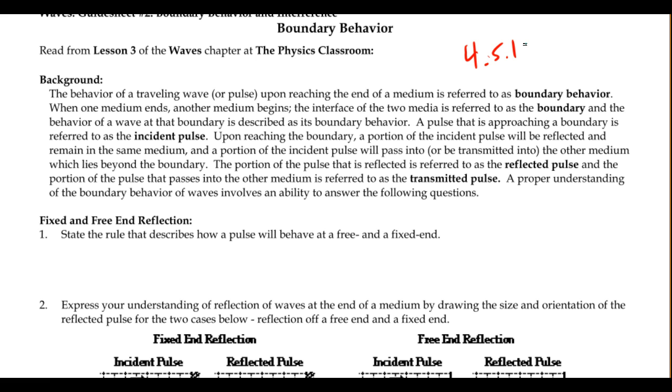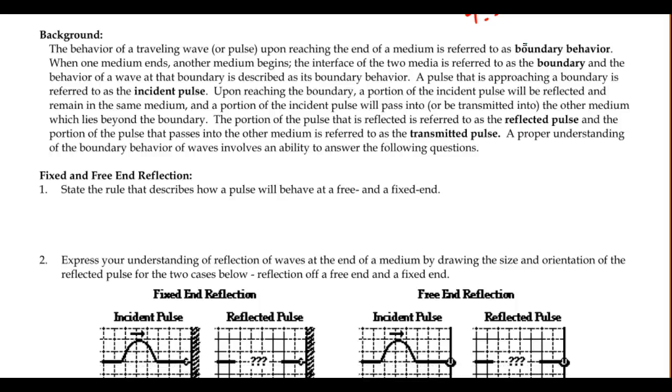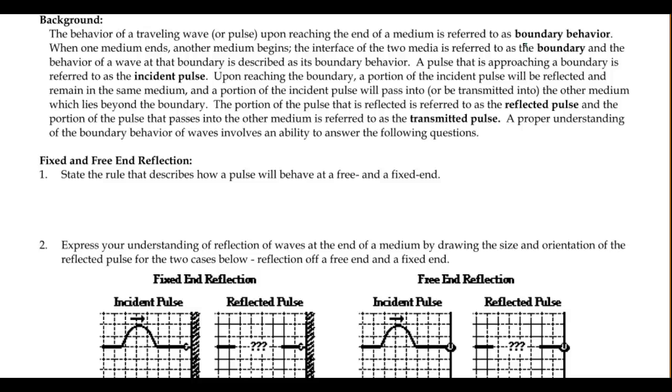The background reading is here for what happens in boundaries. We're talking about pulses mostly right here, as opposed to wave trains. The basic rule for what's going to happen between a free and a fixed end: in either case, when the wave pulse reaches the boundary, there's going to be some kind of reflection bouncing back. In sound we call it an echo of the wave energy.